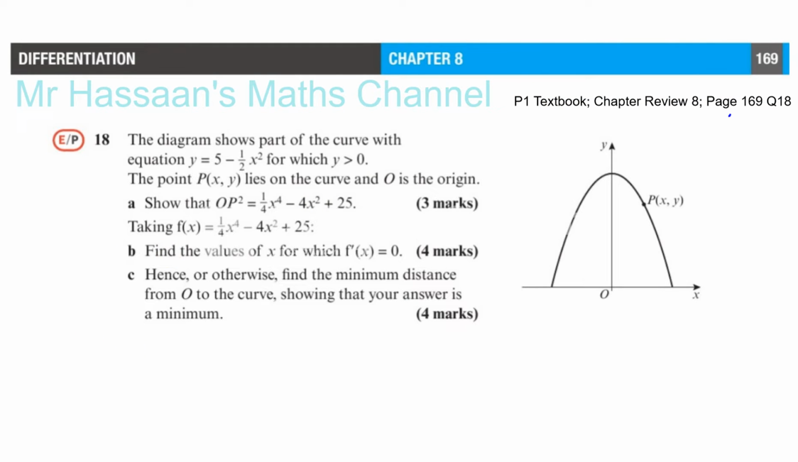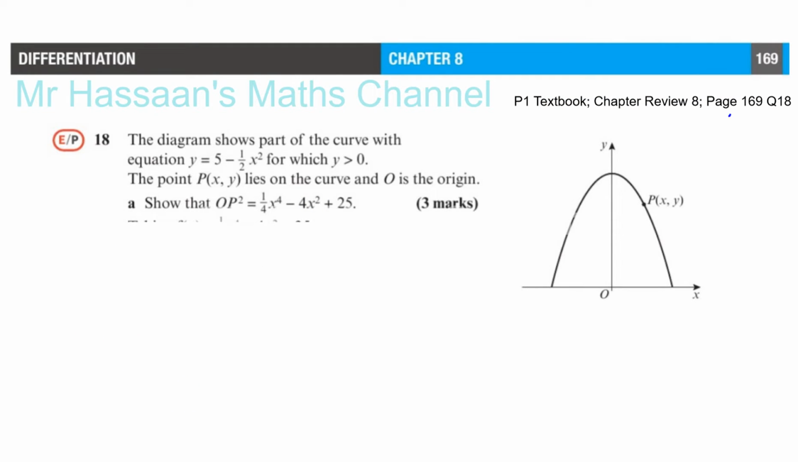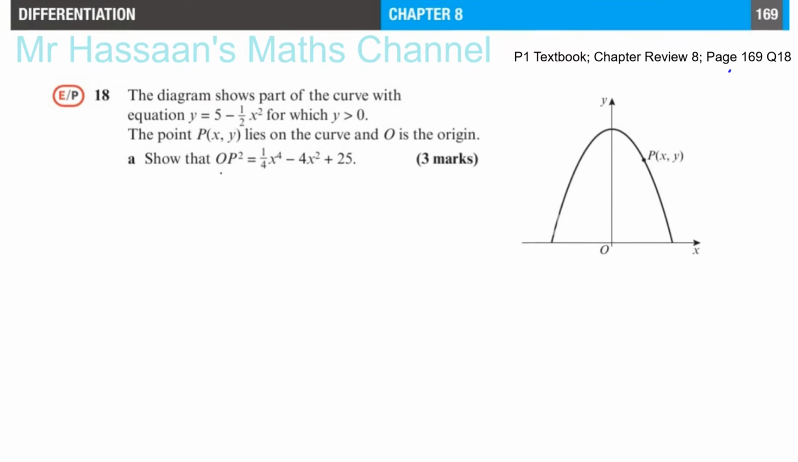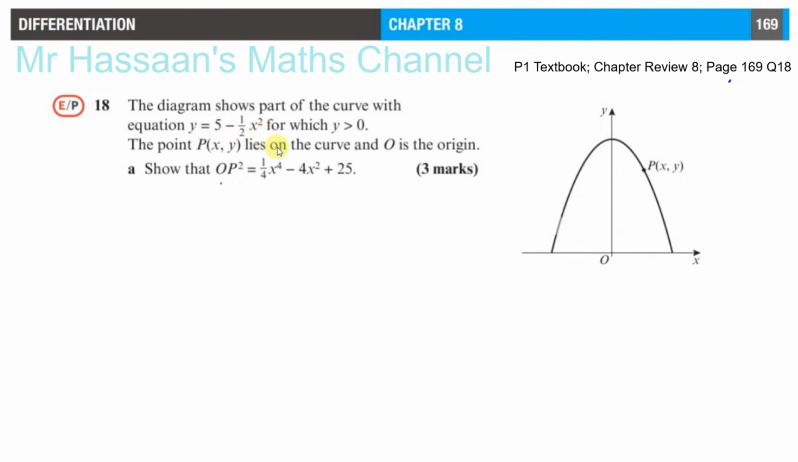Okay, so we'll just deal with part A first on its own. The question is basically showing us a diagram of a quadratic curve, y equals 5 minus half x squared, for where y is above 0, so above the x-axis. There's a point P which lies on the curve, and O is the origin. Show that OP squared equals a quarter x to the power 4 minus 4x squared plus 25. So basically OP squared is the square of the distance between O and P.